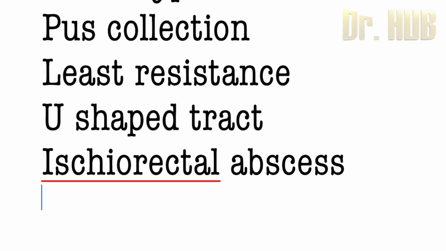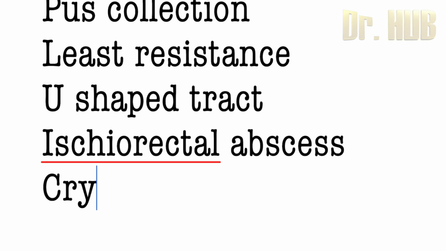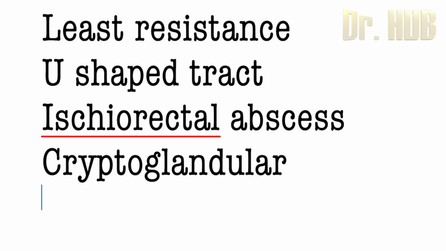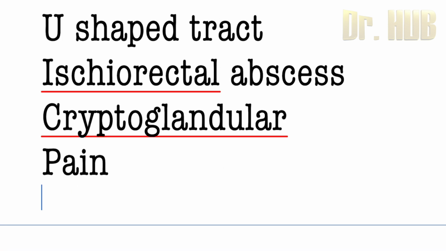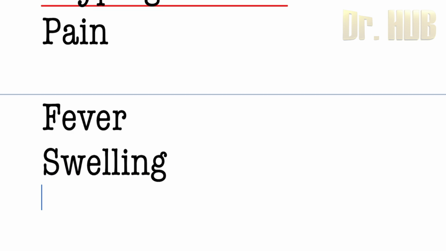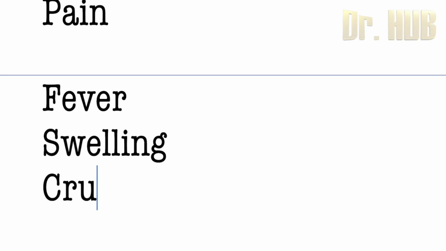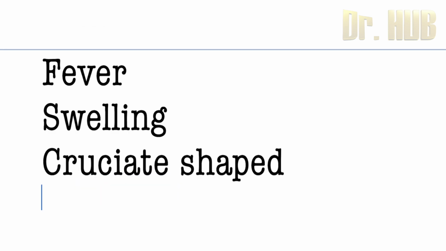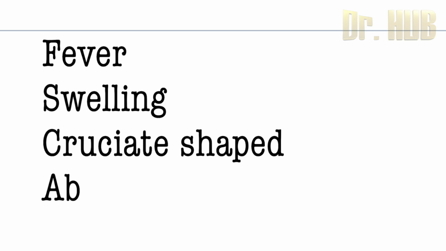Now for the formation, the theory responsible is the cryptoglandular theory. This is important. Cryptoglandular theory. The clinical features are pain, throbbing, swelling, as well as swinging fever. Fever and swelling are also present. Treatment wise, there is a cruciate shaped incision, as well as drainage, and antibiotics are to be given.